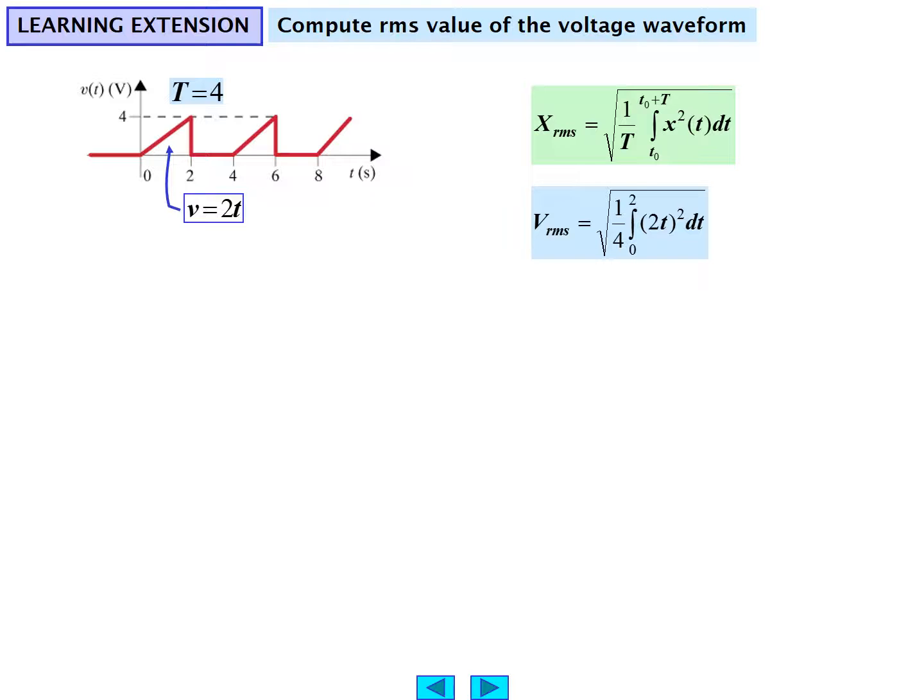And the period is 4. Please note that the period is 4, not 2. So 1/4 the integral from 0 to 2 of 2t squared dt is VRMS. And performing that calculation, we get 8/3 of a volt, which again is reasonable.